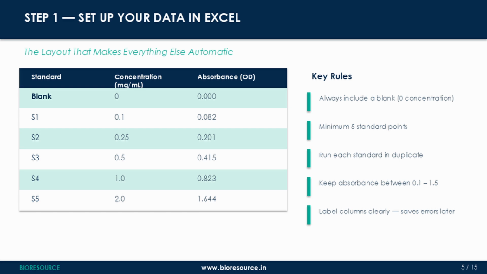Third, run each standard in duplicate. Average the duplicates before plotting. This catches pipetting errors. And fourth, aim to keep your absorbance values between 0.1 and 1.5. Below 0.1, your signal to noise ratio is poor. Above 1.5, Beer-Lambert's law starts to break down and your curve becomes non-linear. We'll come back to that a little later.